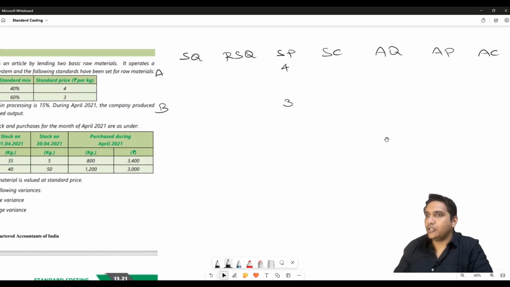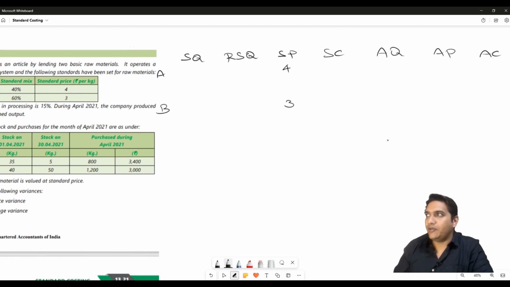Do we have the actual quantity used? Yes, we do. However, if you look at the problem, there are two different prices at which the quantity has been used. One is the opening stock, which is valued at the standard cost. So, what is the opening stock? 35. And what is the standard price? 4. So for this our total cost is 140.